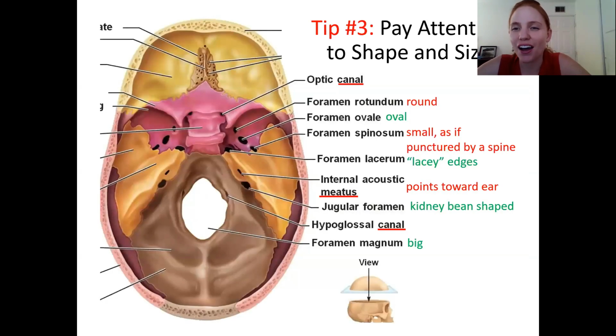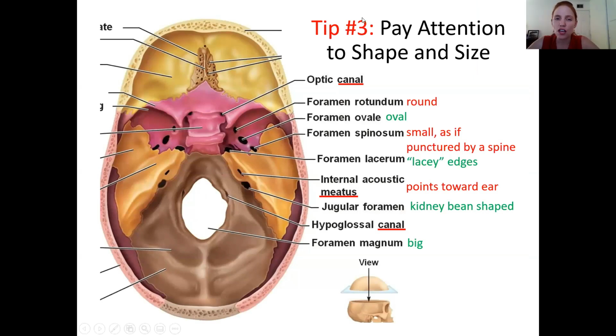Okay, so now we've gone over a lot of the easier pieces, and at some point you'll have to move on to the names of all of those little foramina. So I want to give you some more tips to attack that kind of information. The first thing is that when you're looking at those little holes, the names of those holes are very often tied to what they look like, or sometimes to their function. And when I say function, I mean what passes through it. Okay, so let's look at some of those.